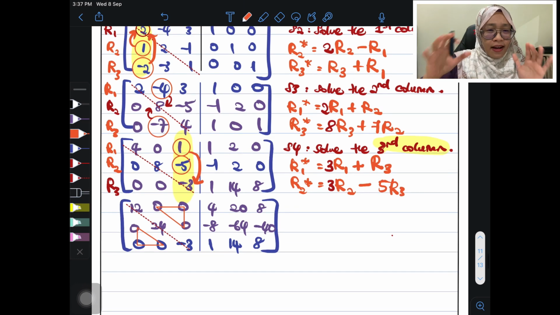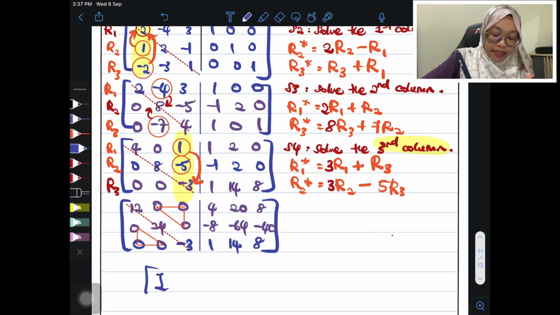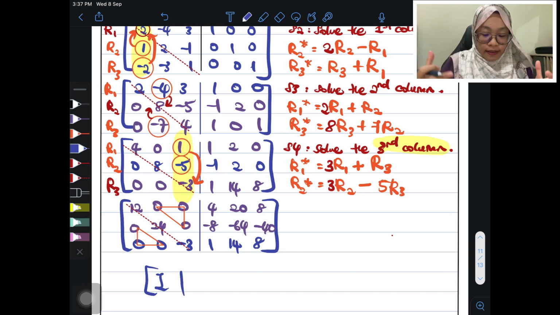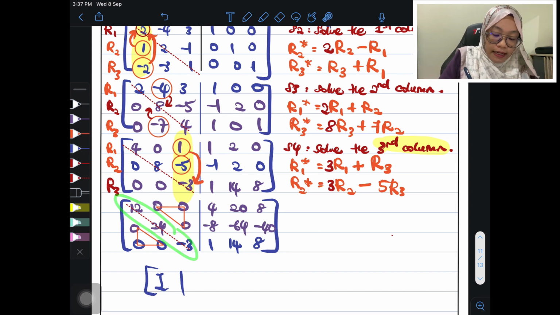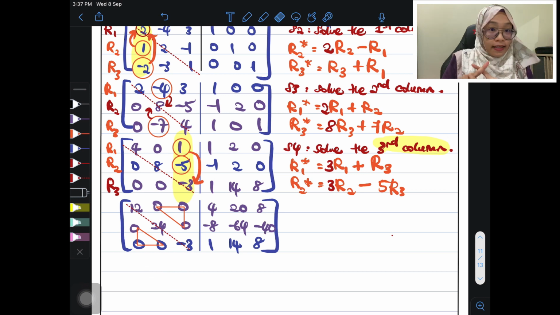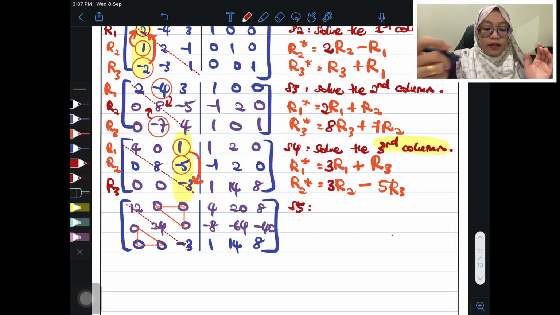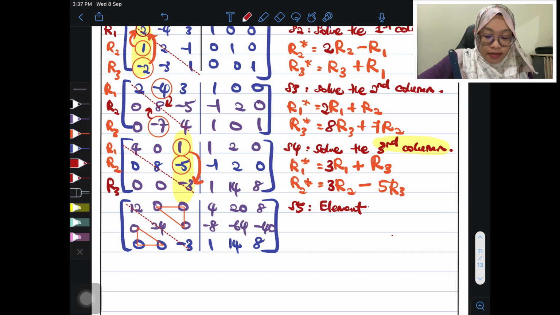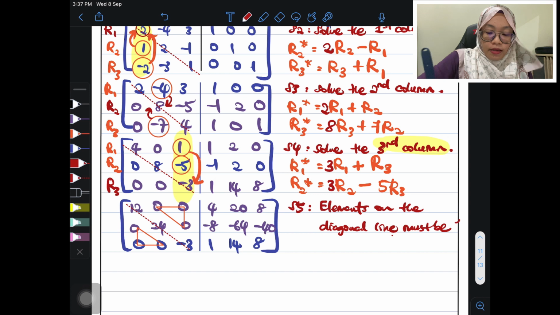Now the thing is, what is not enough is that the left side is still not identity. Remember our objective, we are expecting identity on the left side. The thing is, as long as this diagonal line has not become one, it is not identity. So we need to go to the next step, that is, the elements on the diagonal line must be 1.